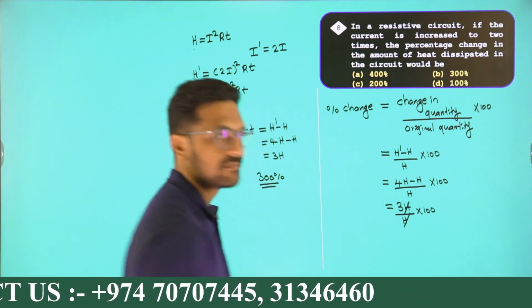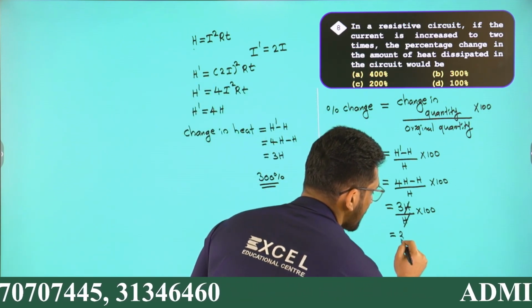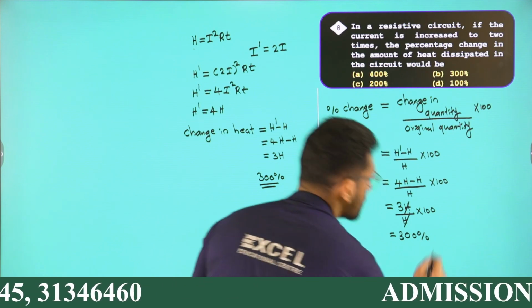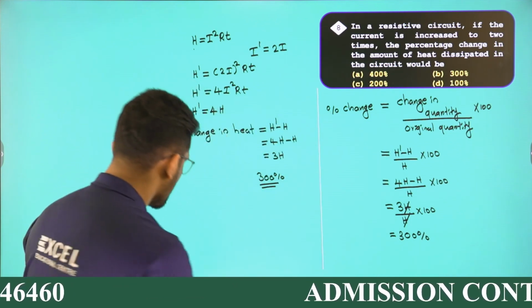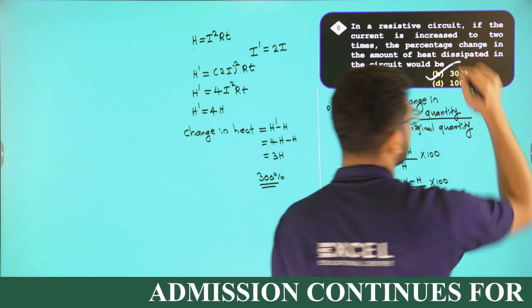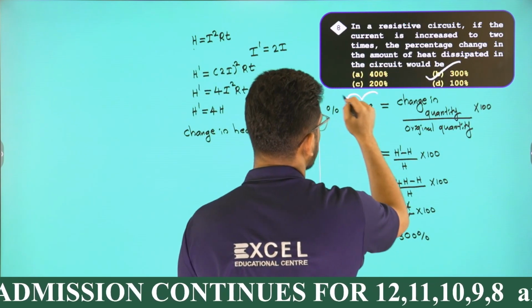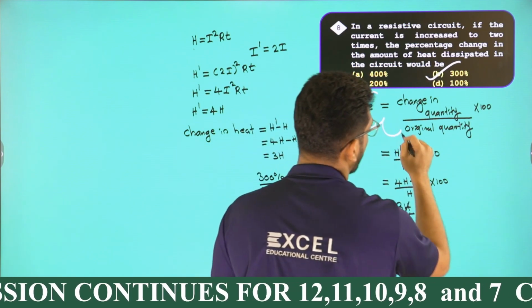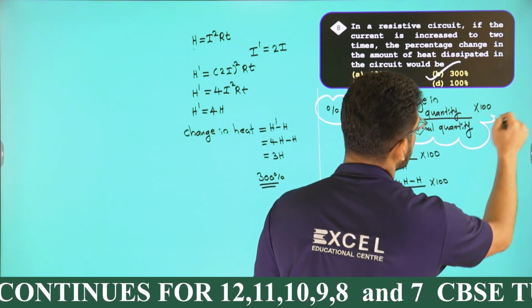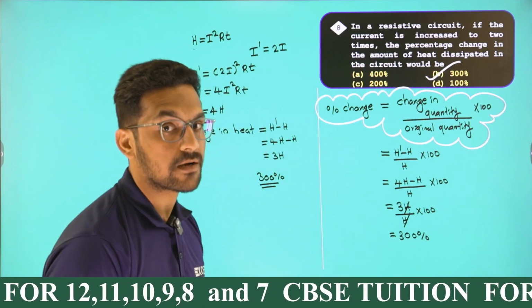H is gone. So 3 into 100. What is that? 300%. So what is our value? Our value is 300%. Did you understand that? What is the equation for percentage change? This is the equation for percentage change: change in quantity divided by original quantity into 100.